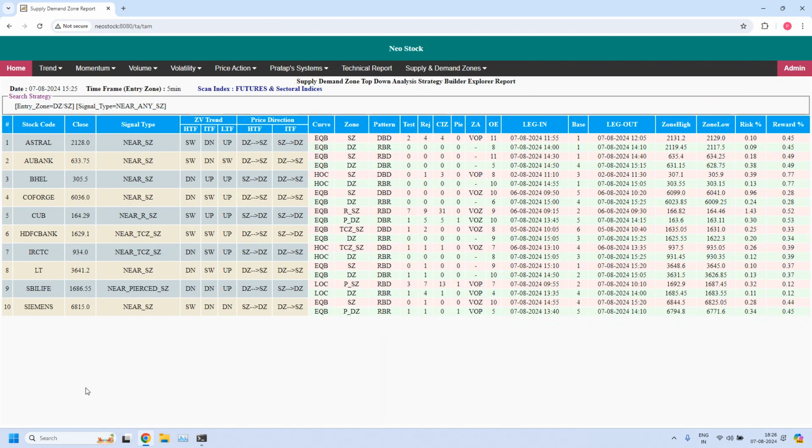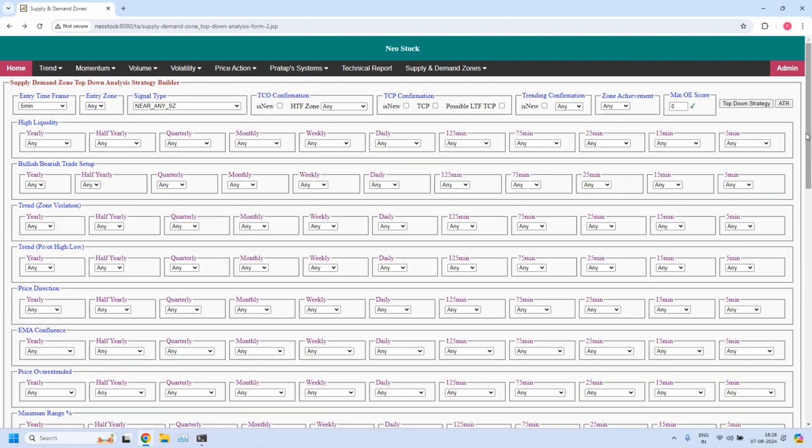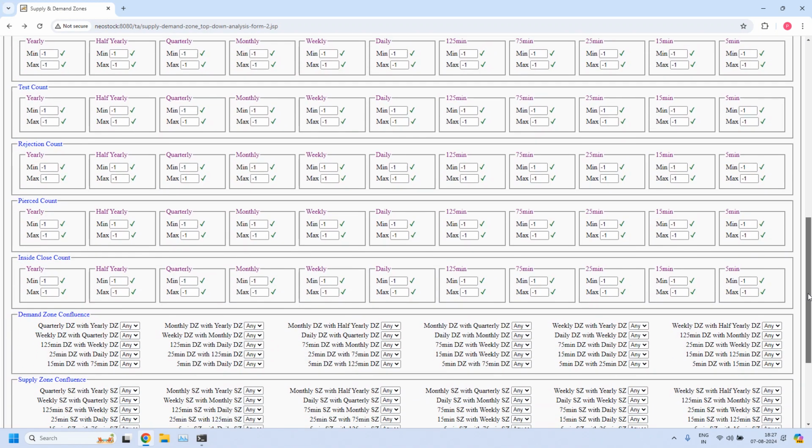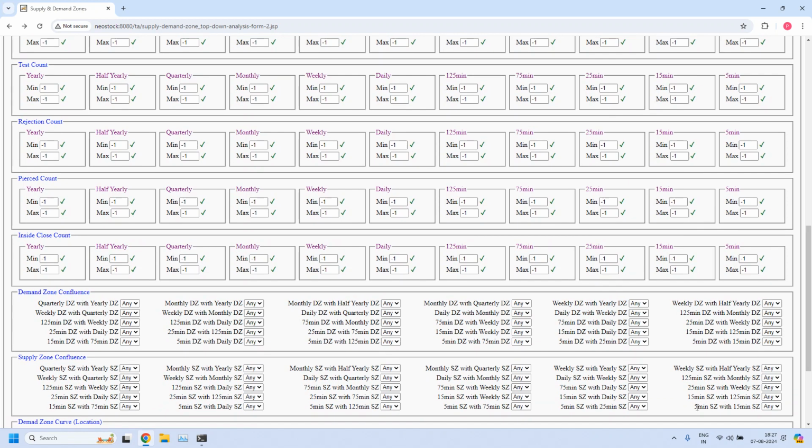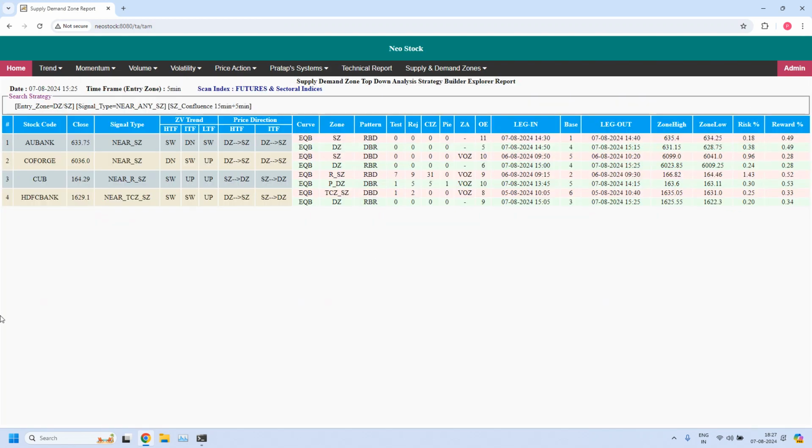10 stocks are filtered. Let us check if these 5 minute zones are having confluence with ITF time frame, that is 15 minutes time frame. So supply zone confluence. So 5 minute supply zone with 15 minute supply zone, that is LTF and ITF confluence. We are verifying first. So now the list has come down to 4 stocks. These 4 stocks are having confluence with 15 minute zone, 5 minutes and 15 minutes.